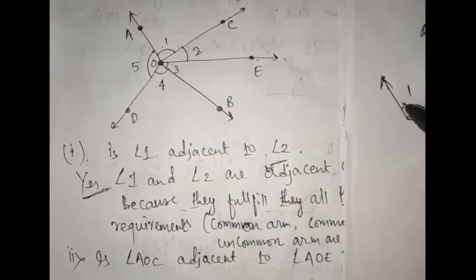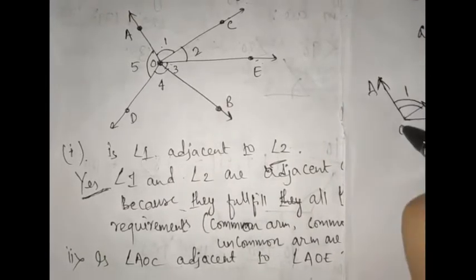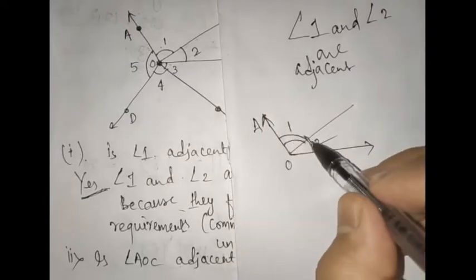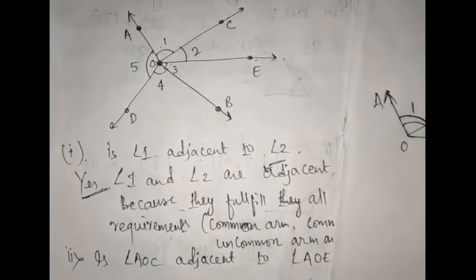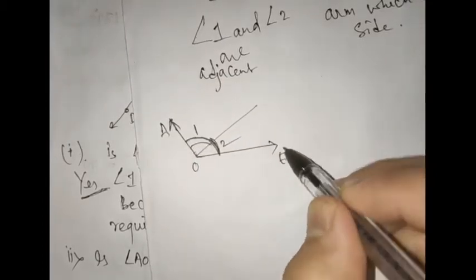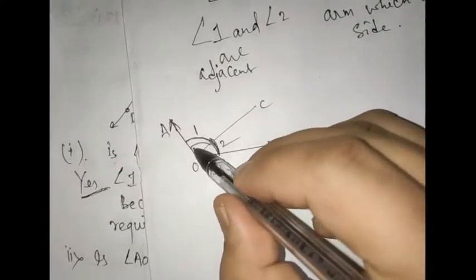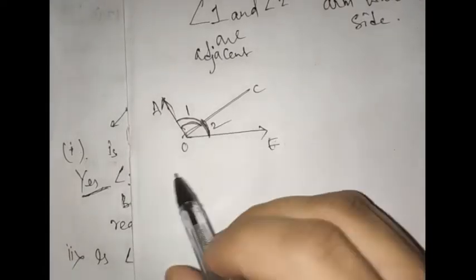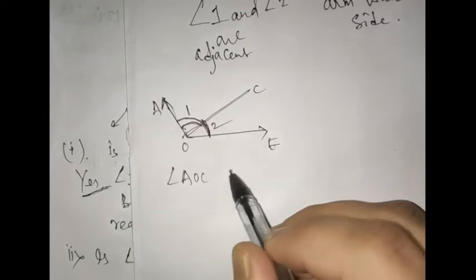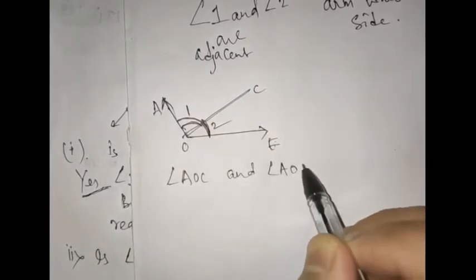AOE. AOE means, just see, this is getting overlapped here. Make it as angle 2 here. This is your angle 2. Okay, whole AOE, right? So I am considering this as AOE, and this is AOC. AOC is one angle here, and AOE is here. Just check whether you have a common arm here. The common arm is AOC and in between, angle AOE. Yes, they have a common arm, that is AO.